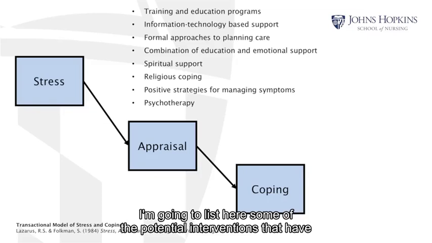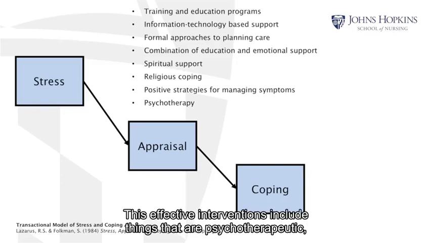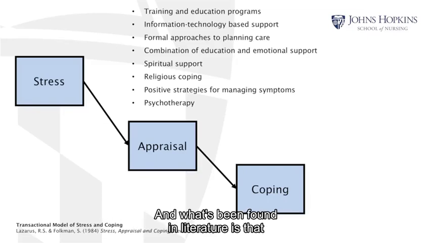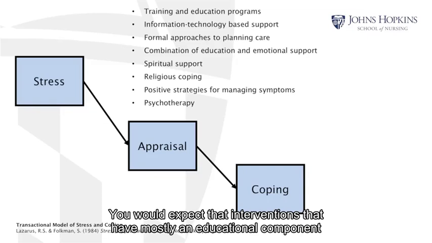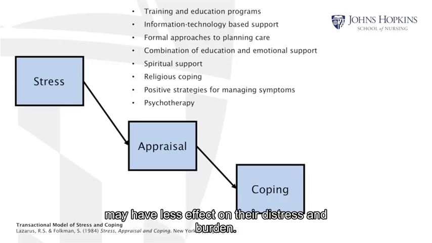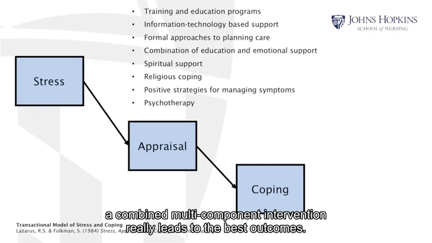I'm going to list here some of the potential interventions that have been tested. These effective interventions include things that are psychotherapeutic. There may be general education components to some of these interventions. And what's been found in the literature is that it's really multi-component interventions that lead to the best outcomes. You would expect that interventions that have mostly an educational component tend to increase the caregiver's knowledge about dementia, but may have less effect on their distress and burden. And a psychotherapeutic intervention may help with ultimate coping, but a combined multi-component intervention really leads to the best outcomes.